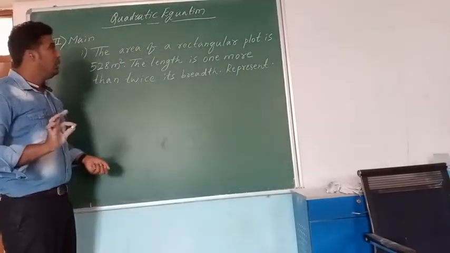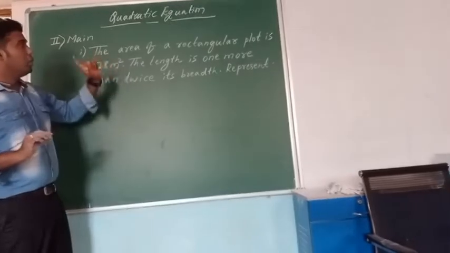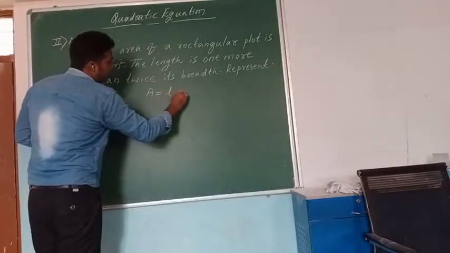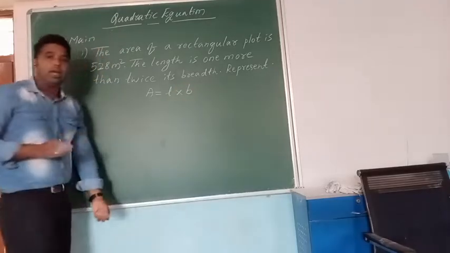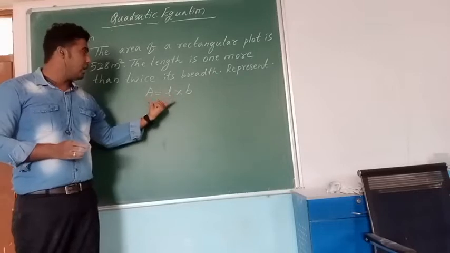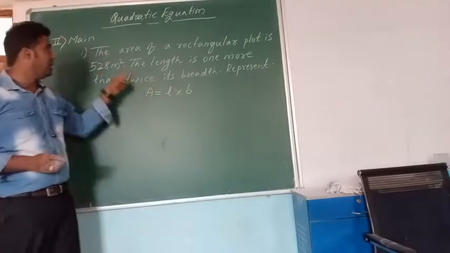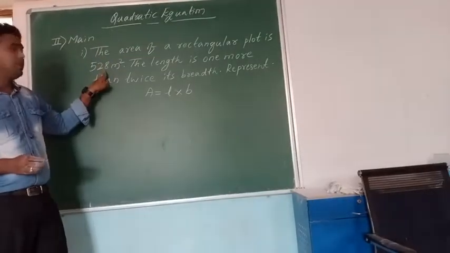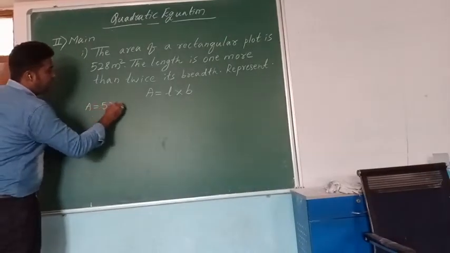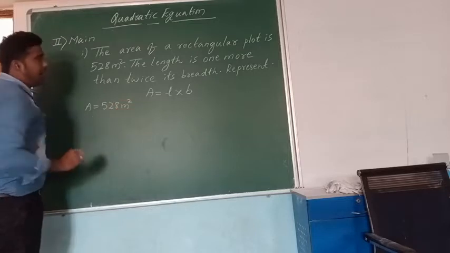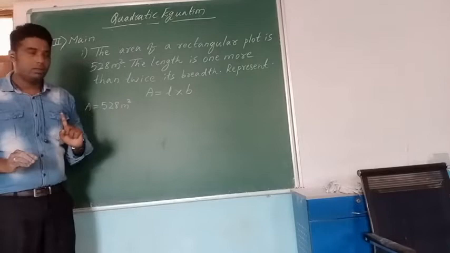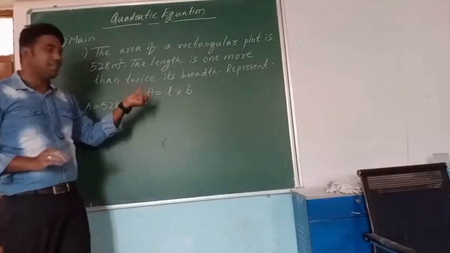So what is here? First of all, you know that the area of a rectangle is equal to A is equals to L into B, that is length into breadth. This is the area of the rectangle. What have they given? The area of the rectangular plot, A is equals to 528 meters square, and the length is one more than twice its breadth.